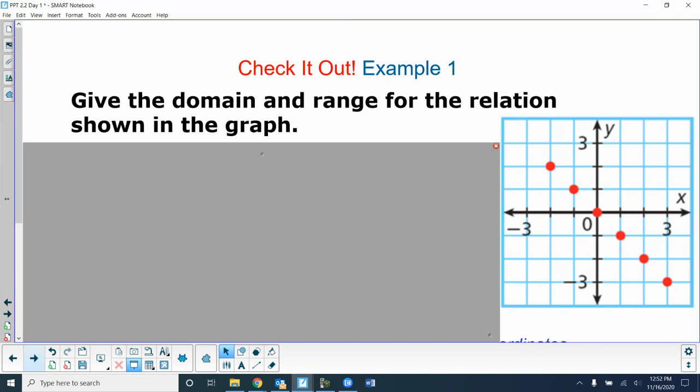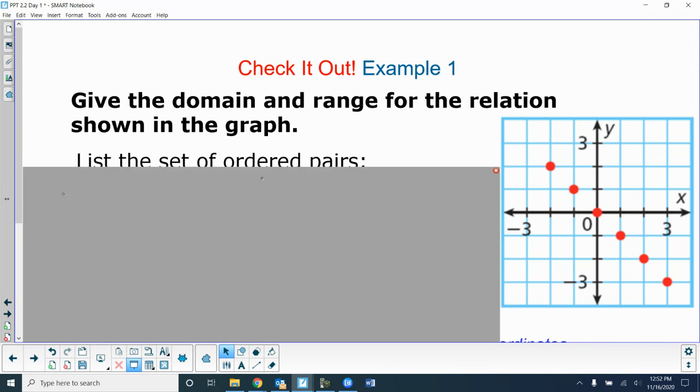Okay, Ashton, what's the domain of this one? -2, -1, 0, 1, 2, 3. Very good. The x values are -2 all the way up to 3, just like you said. Carter, what's the range? 2, 1, 0, -1, -2, -3.